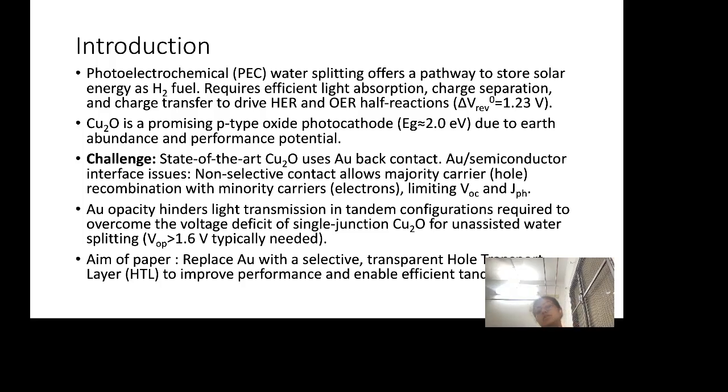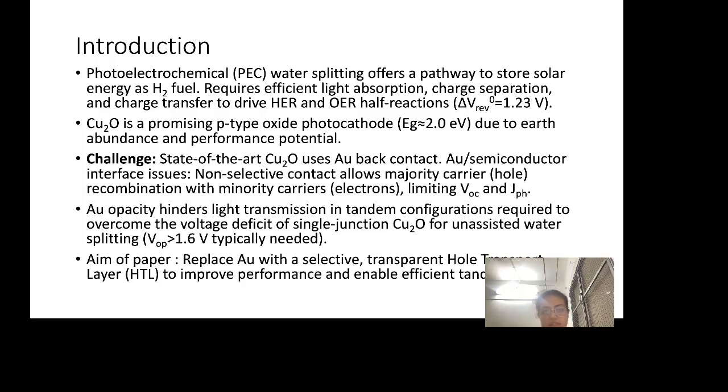Cuprous oxide is a very promising p-type oxide photocathode. Cuprous oxide has a band gap of 2.0 electron volt. It's a nice material to use because of its abundance on earth and its performance potential.